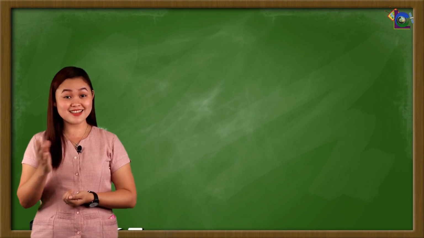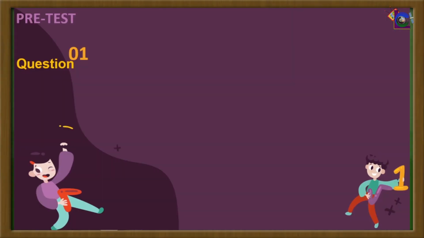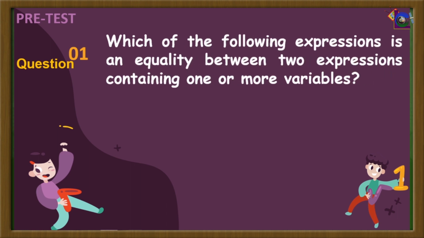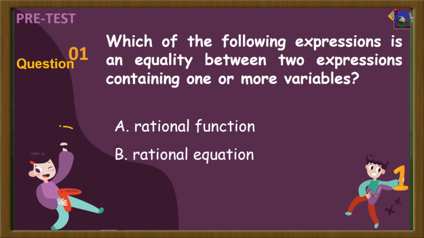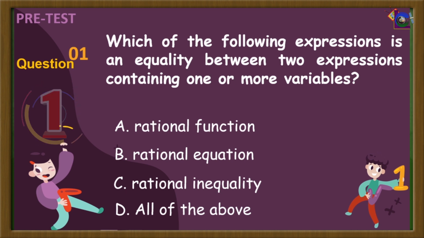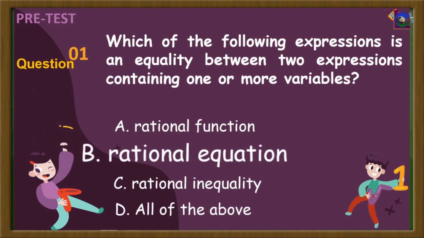If so, let's start. Question number 1. Which of the following expressions is an equality between two expressions containing one or more variables? A. Rational function. B. Rational equation. C. Rational inequality. D. All of the above. The correct answer is letter B, rational equation.